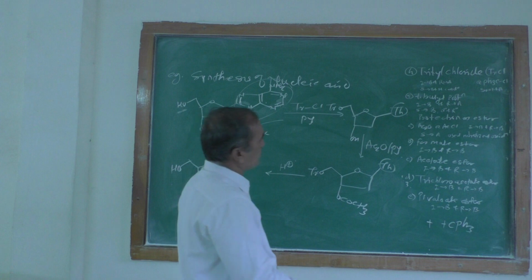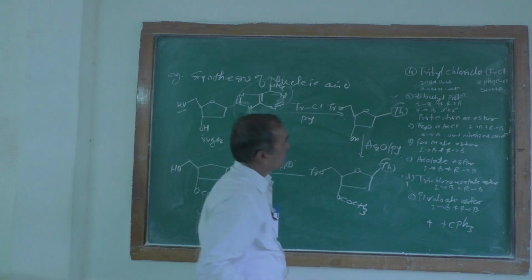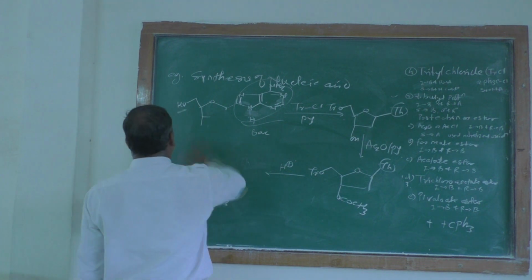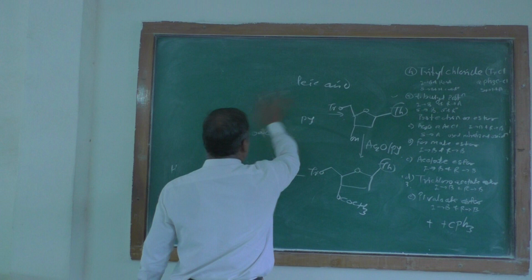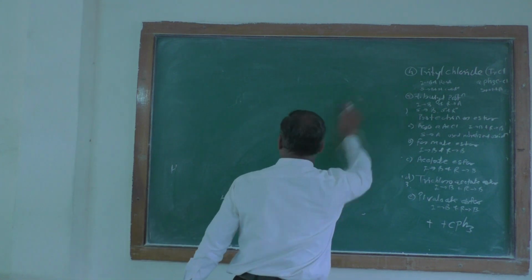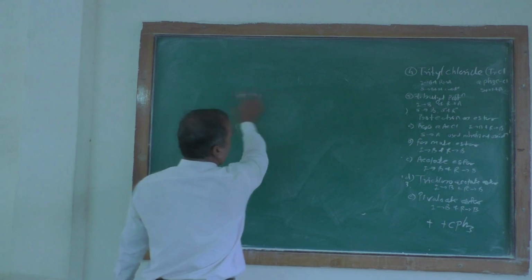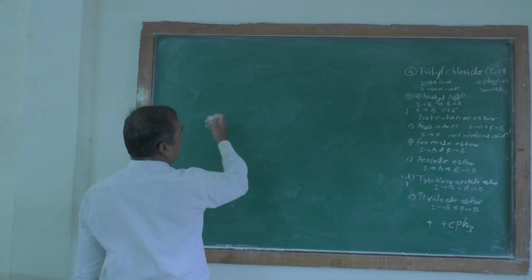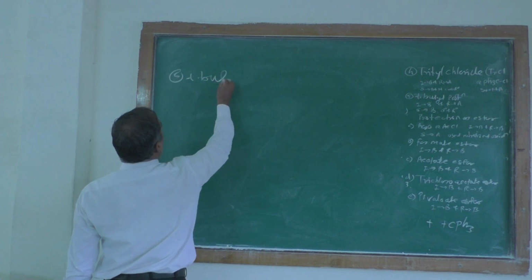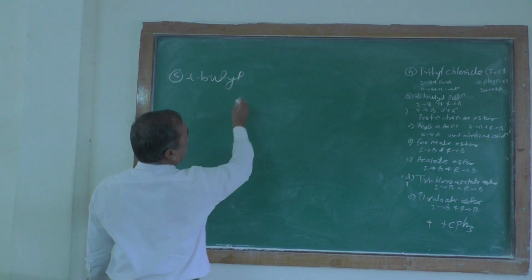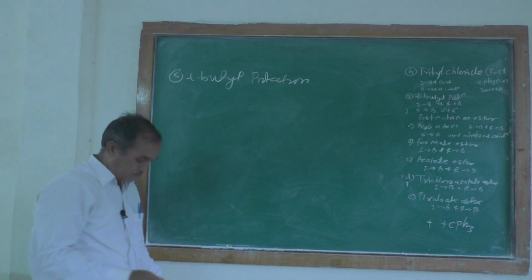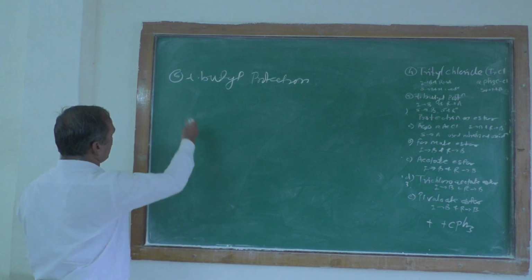Now let us move on to the next one, the tertiary butyl protection. What do we mean by tertiary butyl protection? That is also used in the synthesis of nucleic acids. So let us see another protecting group, the fifth one, the tertiary butyl protection. Let us see a general example here.